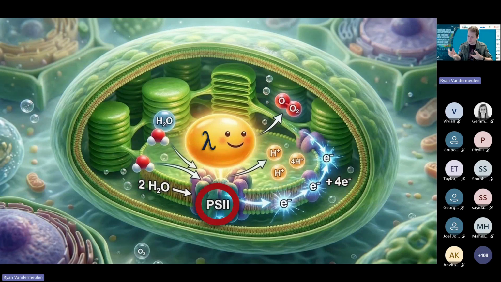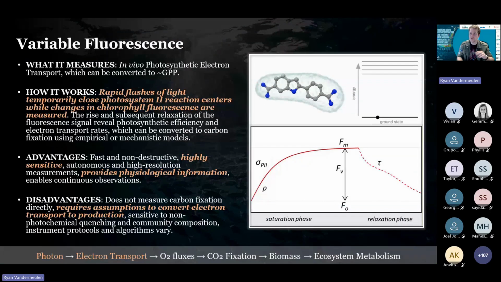So now our photon has completed its first major task. It has been converted into electron flow. And believe it or not, there's a way we could actually watch an aspect of this process happening. So this brings us to active variable fluorescence. Now we're in the territory of examining how efficiently the photosynthetic machinery is using the light energy it receives.